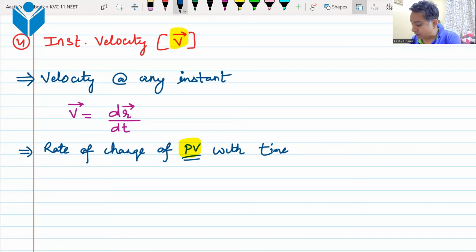Now, there is one more way of understanding this instantaneous velocity. If I ask you what is your instantaneous velocity, how are you going to tell me? Suppose you are sitting in a bus or a car or a bike. If I ask you what is your instantaneous velocity, how will you tell me?